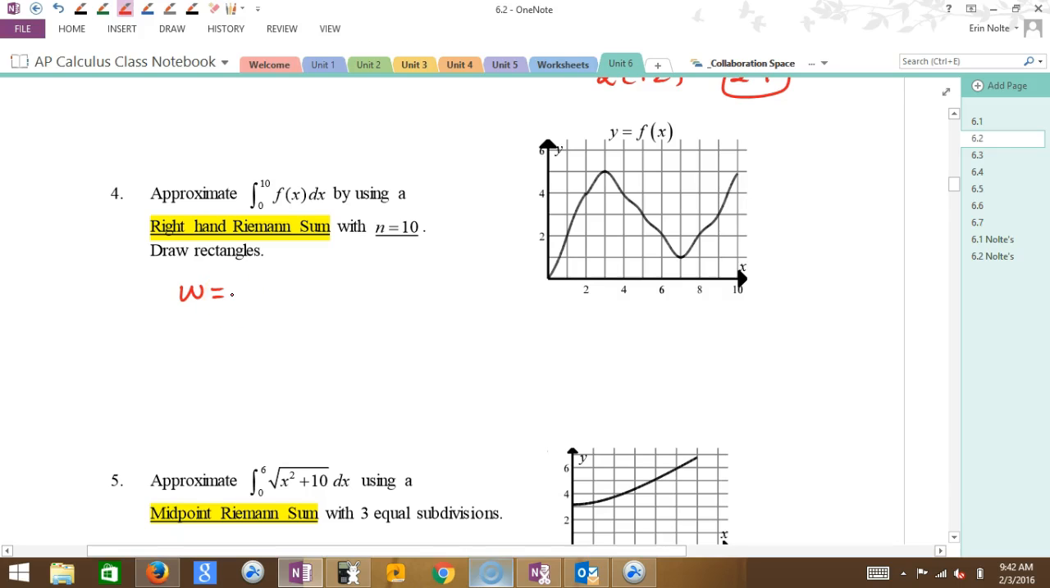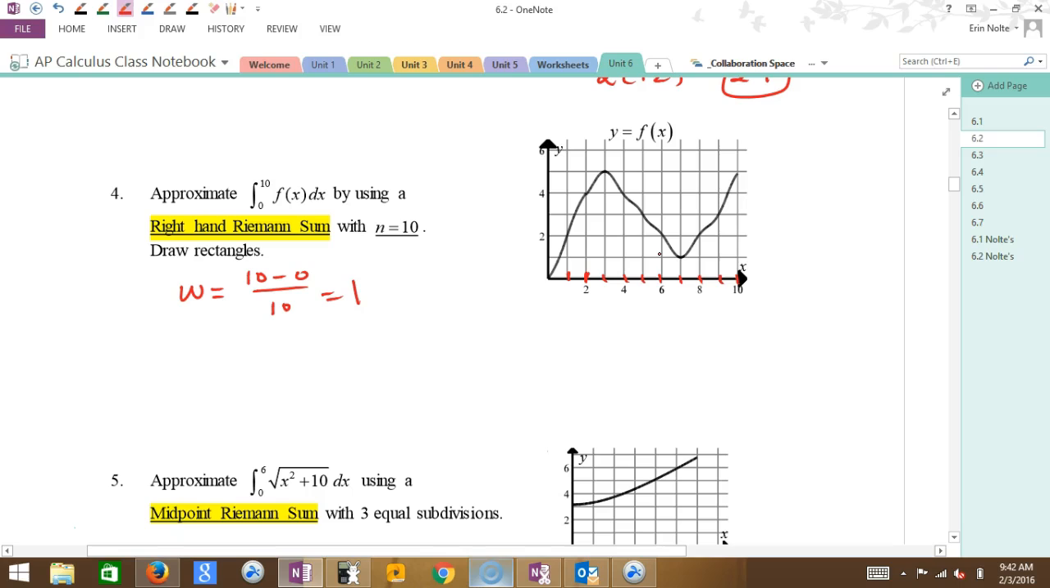All right, so for number 4, what's my width going to be? We have 10 minus 0 over 10, so this time my width is 1. So we're going by ones. Right hand is like the upper, so the right one. We're doing every increment on this one, so we're going to have 10 rectangles.